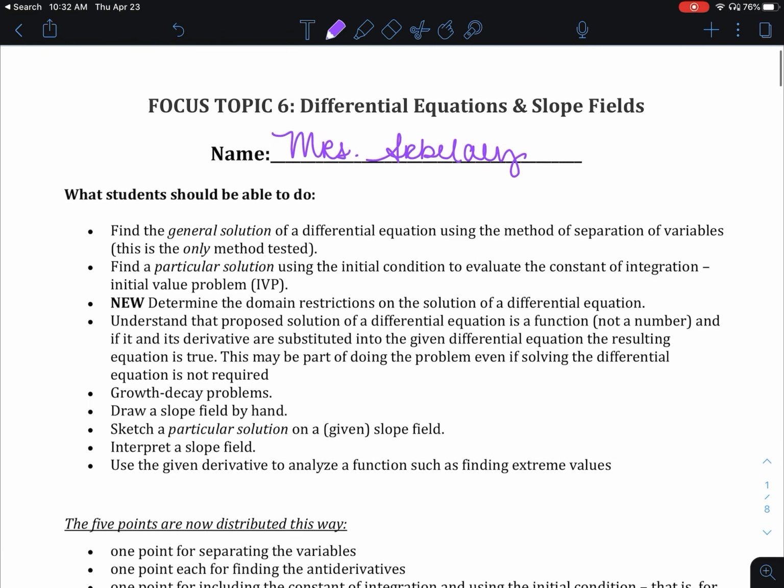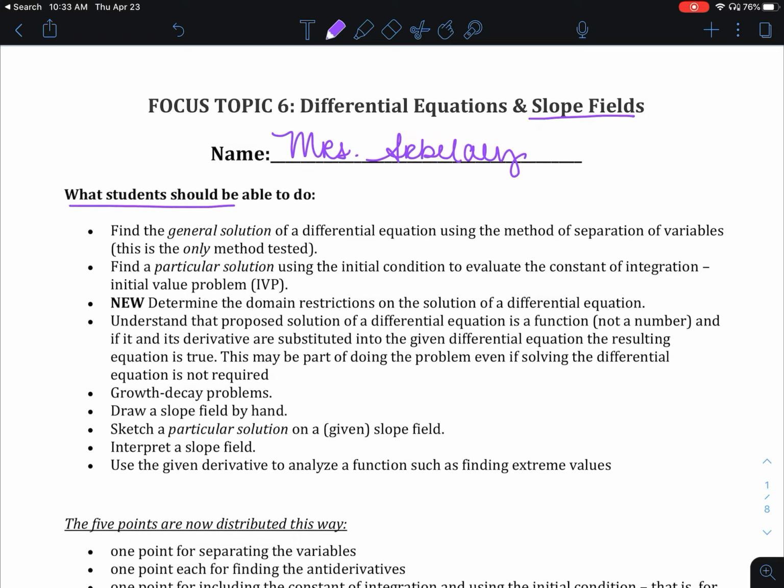Okay, so focus topic 6 is differential equations in slope fields. I do not think we're going to be creating a slope field this year. I can't imagine how you could do that on a Google Doc. But it could always surprise me, since you guys like making them, so that would be nice, but I don't think we're going to see it.